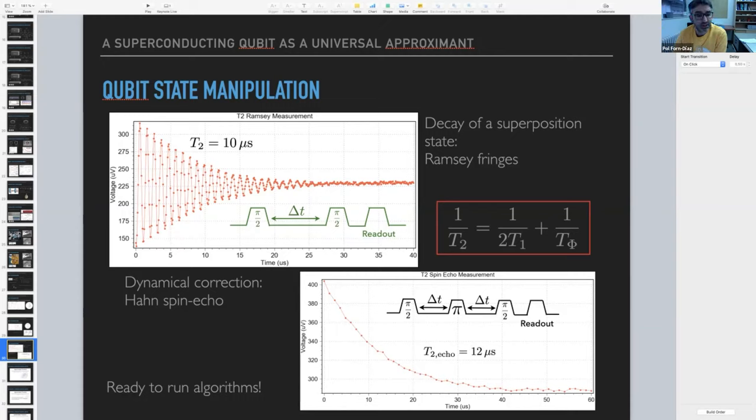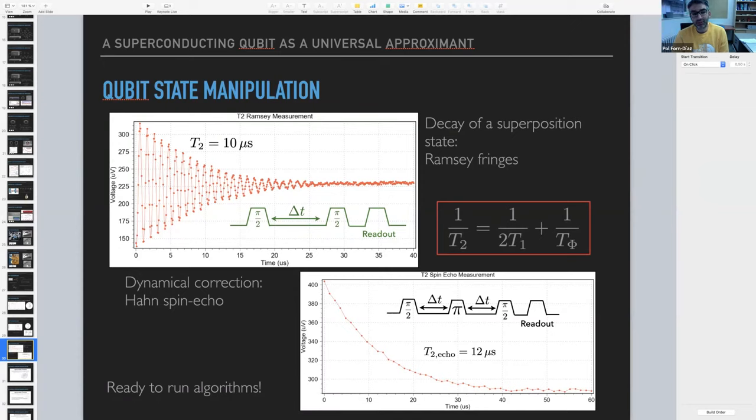And so we see this oscillating signal that decays. This is known as the Ramsey fringe. And this decay time, you see it's 10 microseconds, so it's shorter than the T1 time. And the relation between T1 and T2 is given by this expression, where T phi is the pure dephasing, so it's the time that the qubit dephases purely.